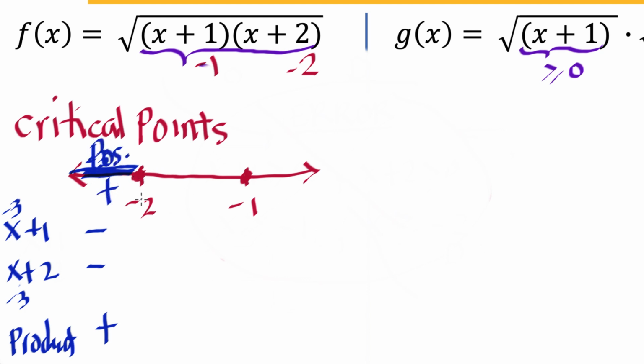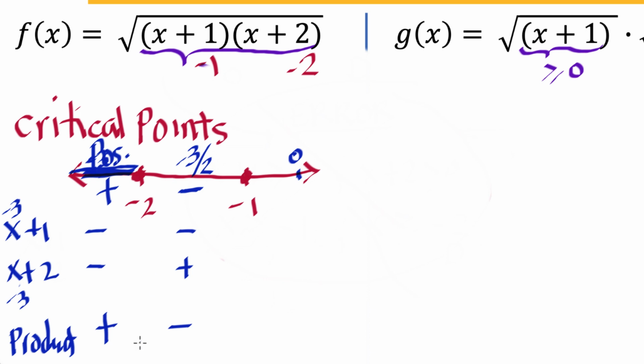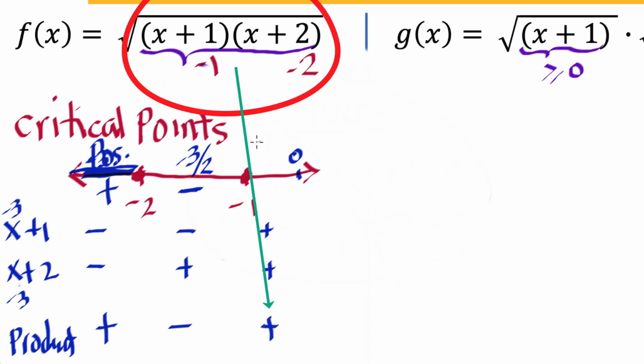Now, take any value between negative 2 and negative 1. Let's say negative 3 halves or negative 1.5. If x is negative 1.5, negative 1.5 plus 1 would become negative, but negative 1.5 plus 2 would be positive, and therefore the product of the quantity x plus 1 times the quantity x plus 2 at x equals negative 3 halves would be negative times positive, which is negative. So we have here a negative sign. Now take a value greater than negative 1, let's say 0. If x is 0, x plus 1 is positive, and x plus 2 is also positive, and positive times positive, the product is positive. So we'll have a positive here.